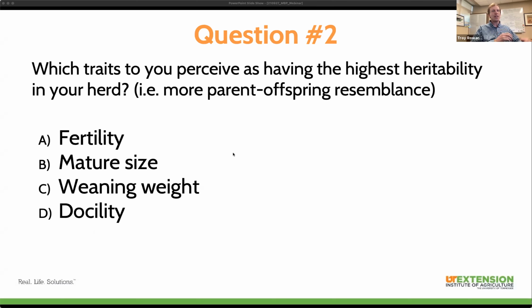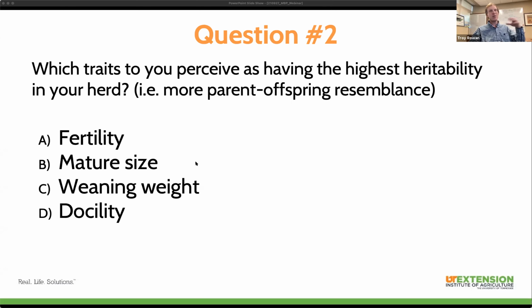If we start digging into reported heritabilities at a lot of breed associations, what you'll see is that mature size is very highly heritable. It's heritable in cattle, it's heritable in dogs, it's heritable in humans. If you're a tall cow and you're bred to a tall bull, you're more than likely going to have a tall calf, right? There's not a lot of environment at play in determining things like mature size.